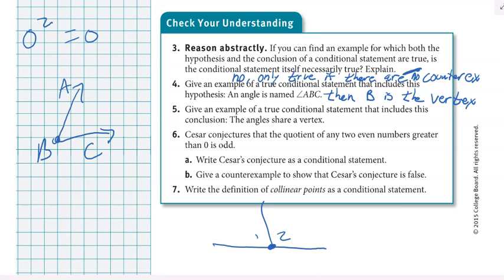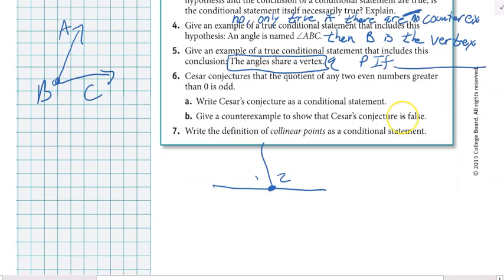So if this was the conclusion, so P could be if two angles form a linear pair. And remember, it's everything after the word if. So if two angles form a linear pair.